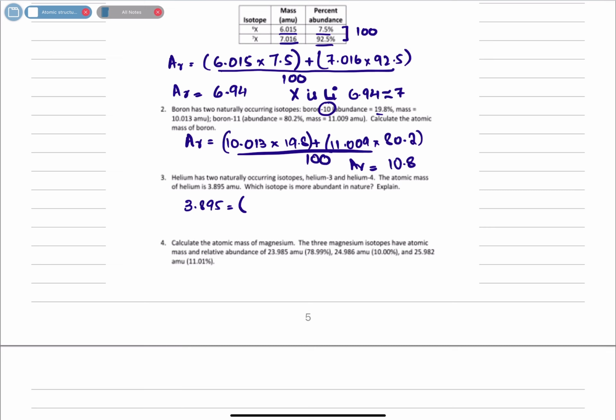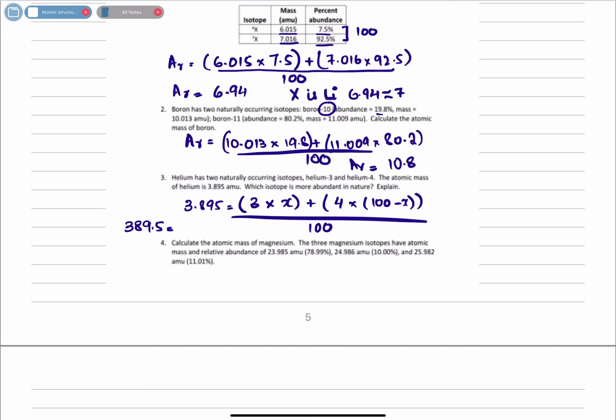They've given you the mass of the first isotope of helium, and we are going to assume the percentage abundance is x for the first isotope. Plus, if the first isotope is x, then the next isotope would be 100 minus x, because obviously the total abundance is 100, divided by 100. So I can find out which of the isotopes 3 or 4 is more abundant. So I'm just going to take 3.895 times 100, and this is giving me 389.5.